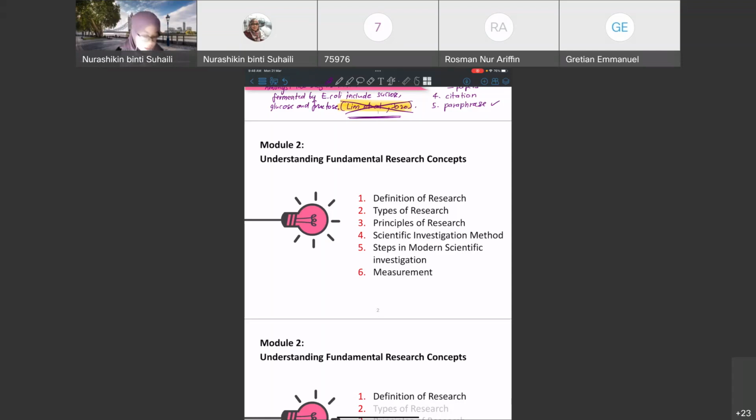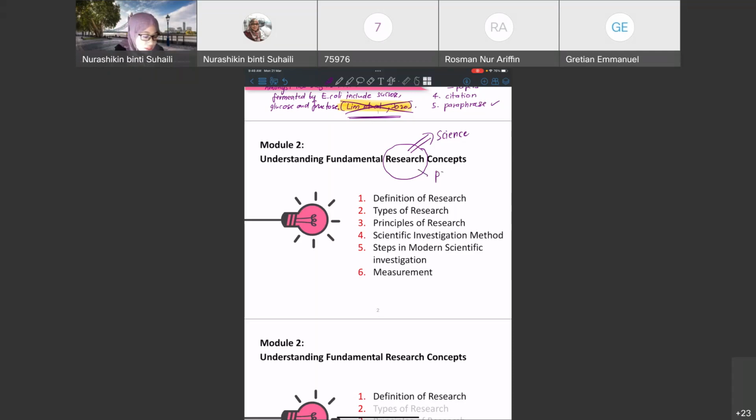Okay, kenapa nak study pasal research pula? Why we want to associate with research? Because we are scientists, and when we do research, research is our science. Okay, so before we communicate our science, we have to make sure that our science is correct. Okay, we do not want to communicate fake science.